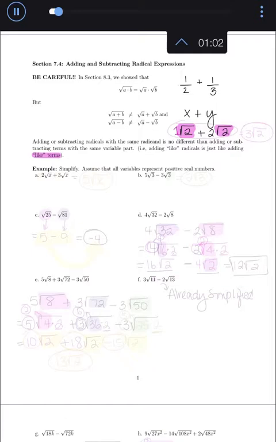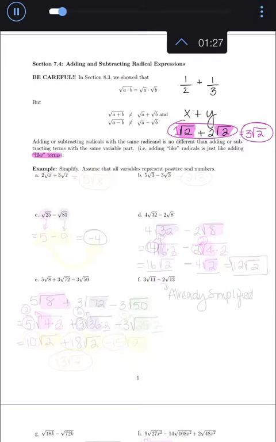So for this little example I made up, we have 1 square root of 2 plus 2 square roots of 2. Well, it's just like saying a 1x plus a 2x would give us 3x. A 1 square root of 2 plus a 2 square roots of 2 gives us a 3 square roots of 2. You're just adding and subtracting normally. The like part stays the same.